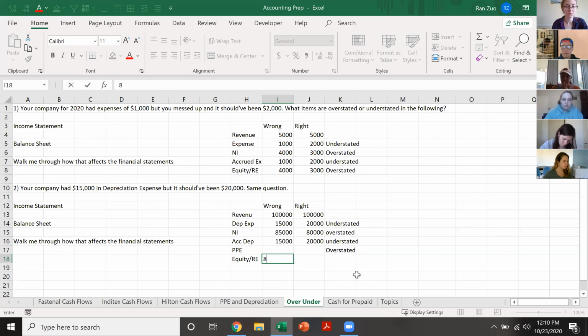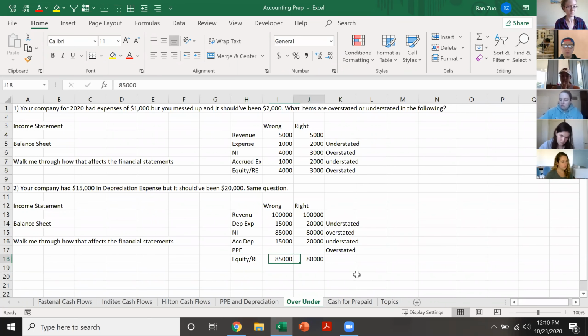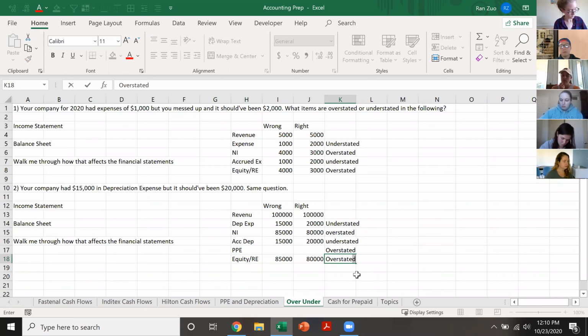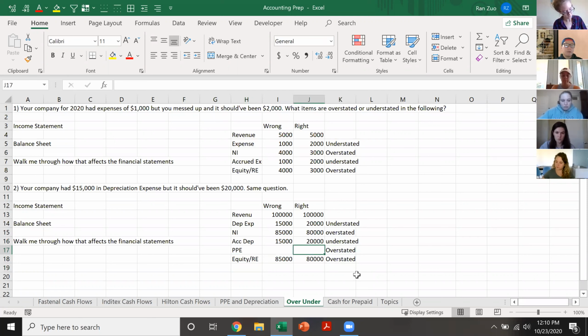You said it was 85, or it went up by 85. It should have only gone up by 80,000. So your equity is what? Overstated. Yep. Do you see how it balances? Your PPE was overstated by the 5,000, and your equity was overstated by the 5,000. So it balances.